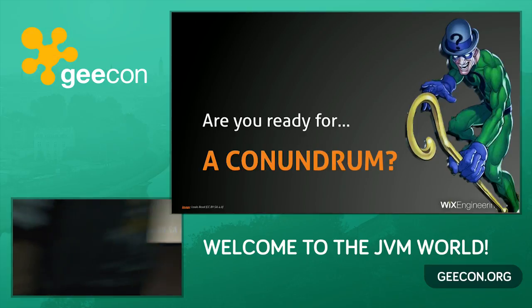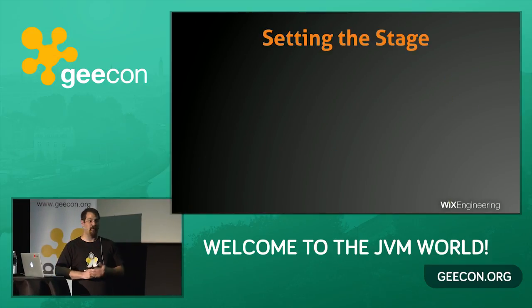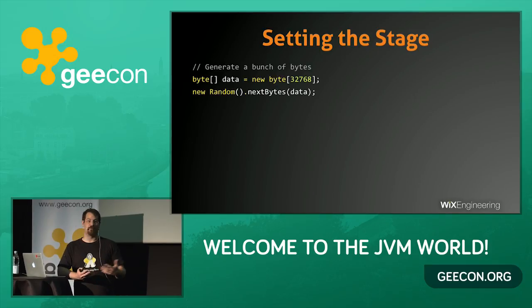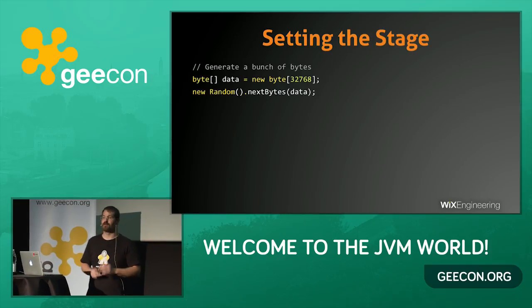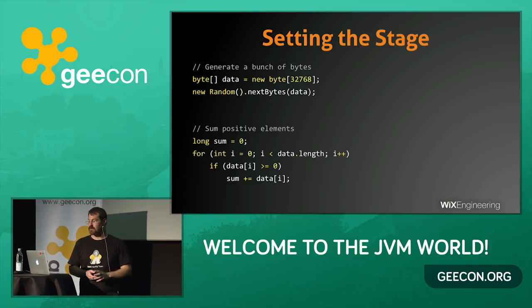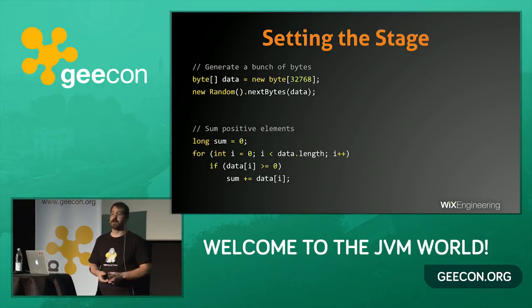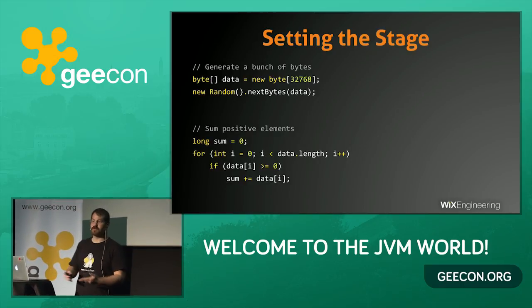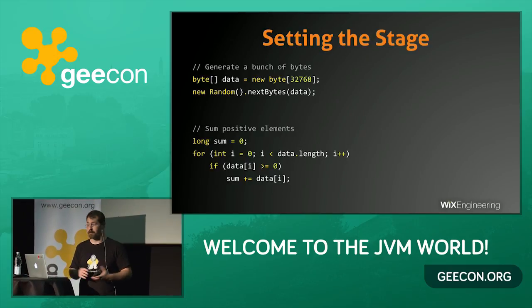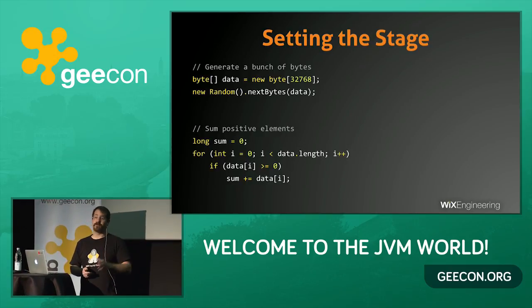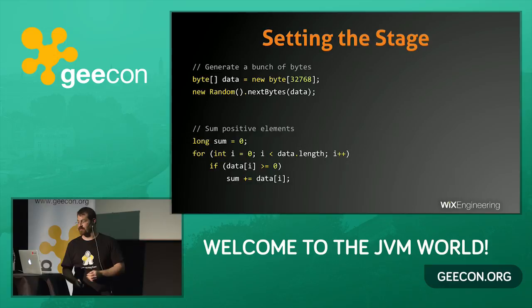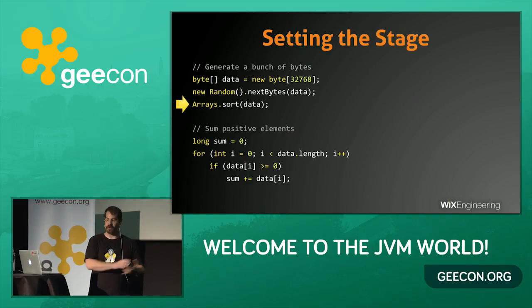So let's get started with a bit of a riddle. We have this piece of code. We first do a bit of setup. We create a byte array, 32K in size. We fill it with random bytes. The next thing we do is iterate over that array, pick every positive element, and add them to an accumulator, just sum them up. A different variation of the same kind of really artificial but representative algorithm is to do the exact same thing, except we add a sort before the iteration loop.